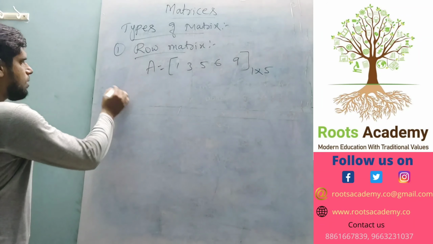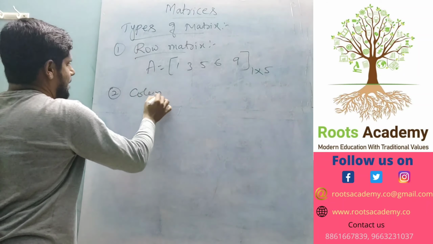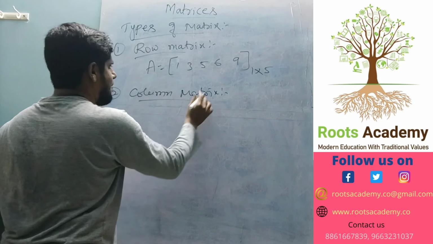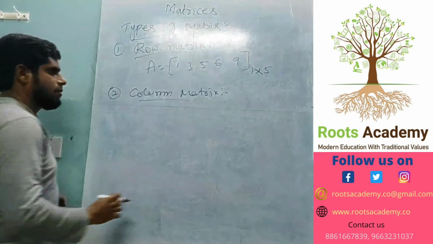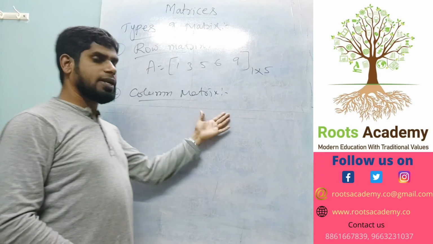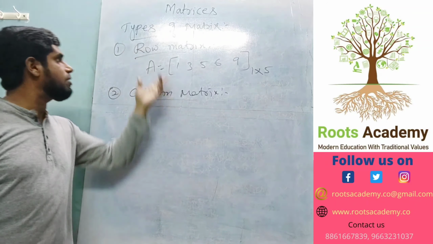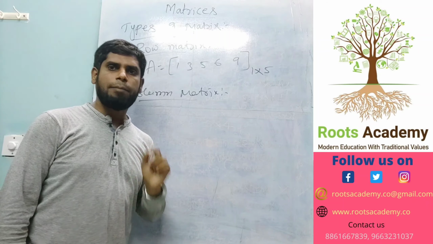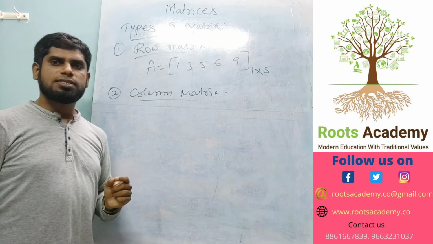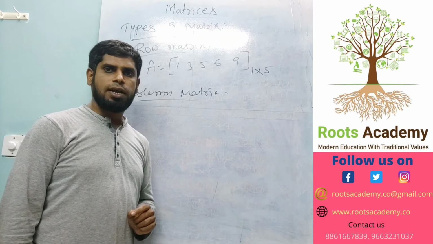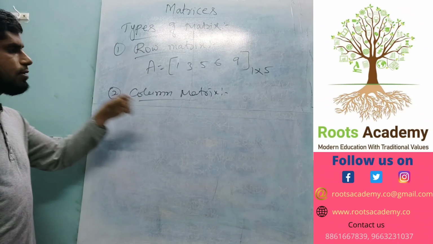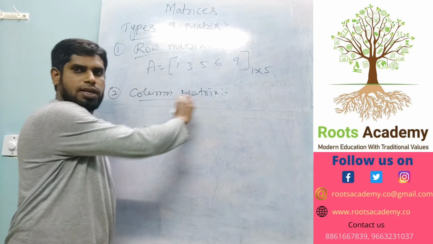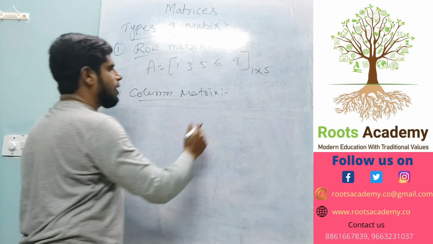The next one is column matrix. So student, what is a column matrix? Obviously it is quite common. If you know row matrix, then column matrix is very easy to define. A matrix which is having a single column is called a column matrix.